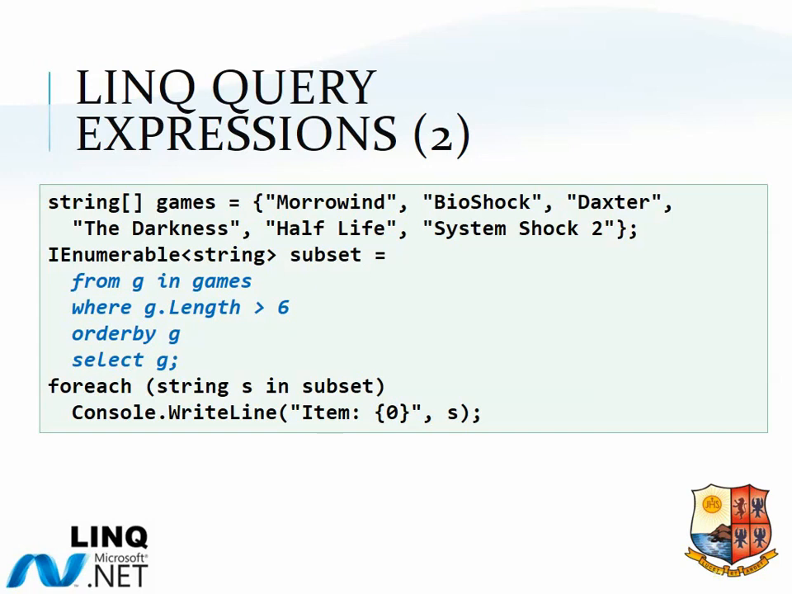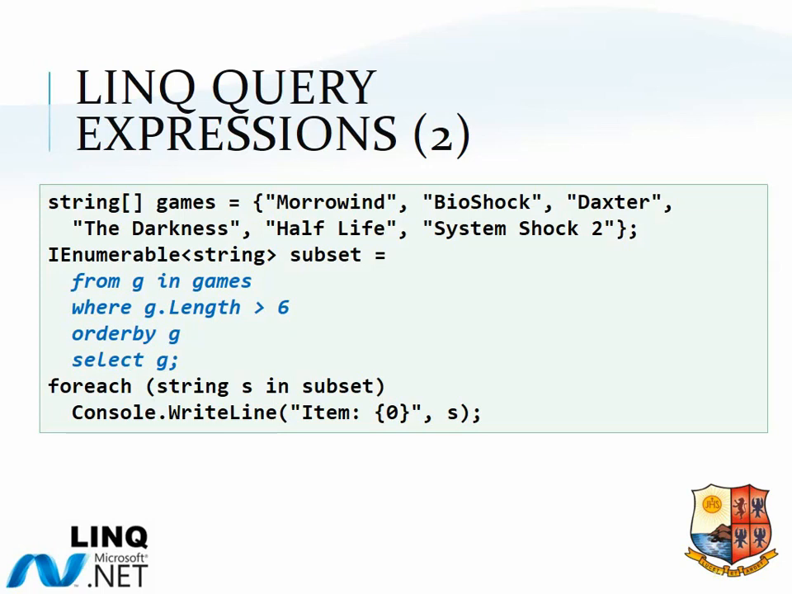What is that? It's a range variable. It's allowed here in LINQ syntax. Okay, from range variable in collection. What is the collection? Games. What collection is it? It's a collection of game names. Right? So games is a collection. Do you agree? Why is it a collection? Because it is a string array. Any array for that sake is a collection. Alright? Where g.Length greater than 6, order by g, select g.